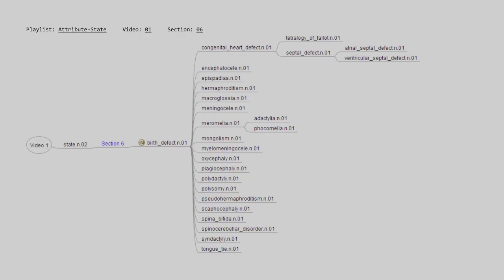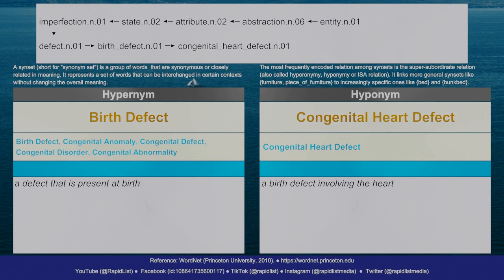Section 6. In this section, we will explore defect or the imperfection in a bodily system, Part 2. Congenital heart defect. A birth defect involving the heart.